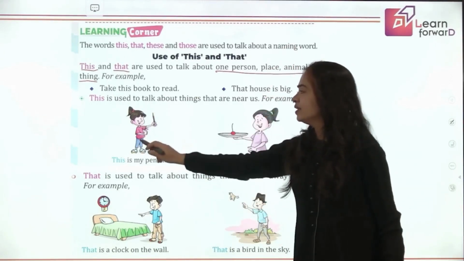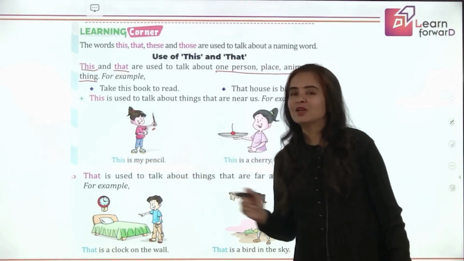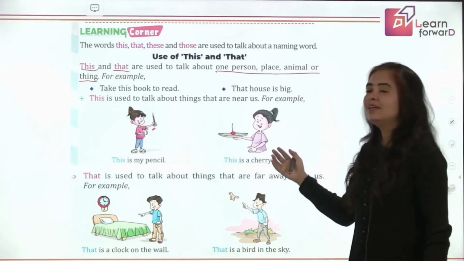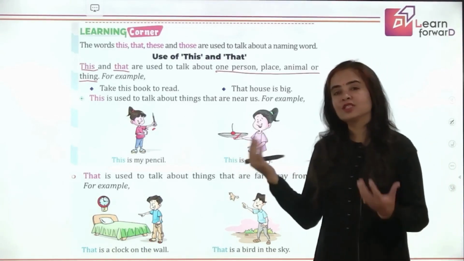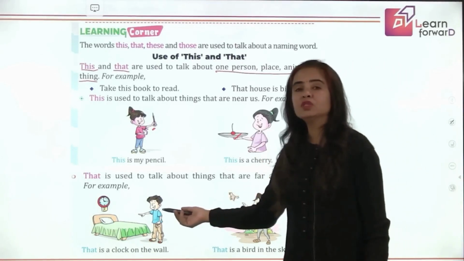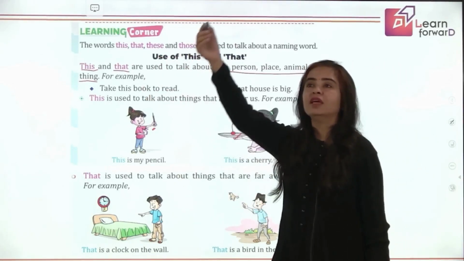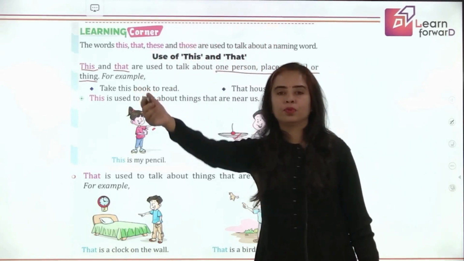Now look at this. This girl is saying, this is my pencil because the pencil is closer to her. Similarly, the other girl is saying, this is a cherry. So it's closer to her. She is using this. That we are using to point out something that is away. That is a light. That is a boy. That is my book, right?